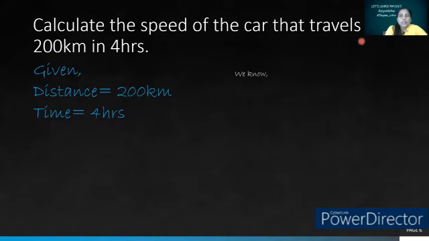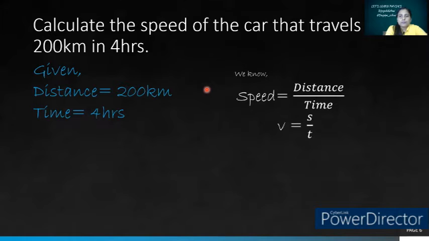Now, what is required? Calculate the speed. How can we calculate it? Using the relationship that speed is equal to distance by time, we get V is equal to S by T. So we can write it as 200 by 4, which is nothing but 50 kilometers per hour.